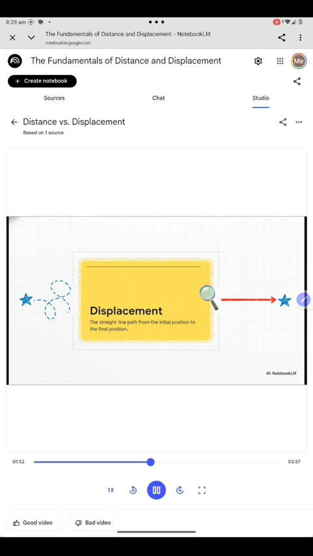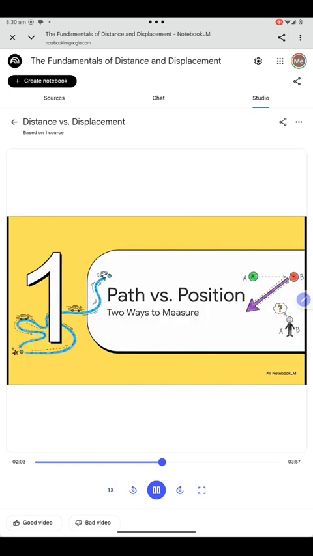Now here's the key. Displacement totally ignores the winding path you actually walked. It only cares about two things. Where did you start and where did you end up? That's it. So there we have it. We've got two completely different ways to measure the exact same journey. One is all about the path and the other is all about the position. Let's put them head to head.